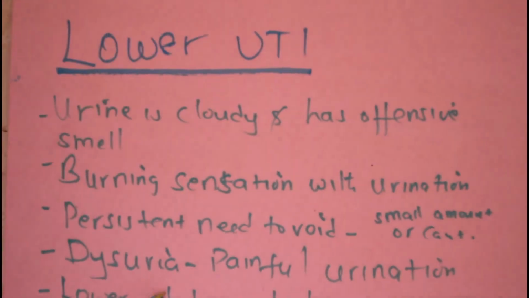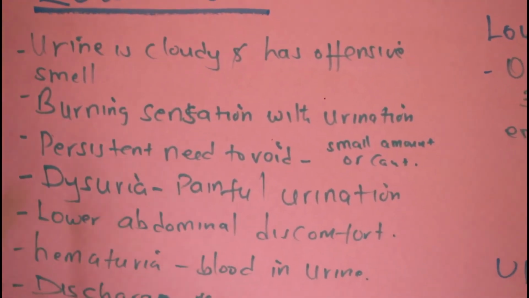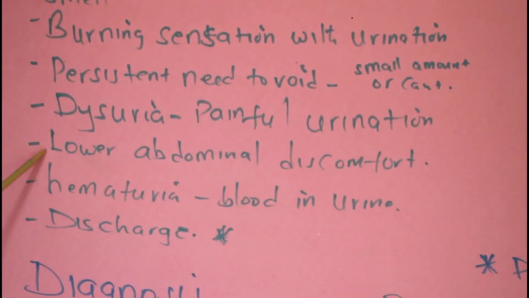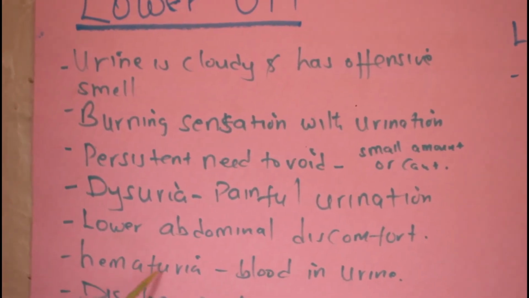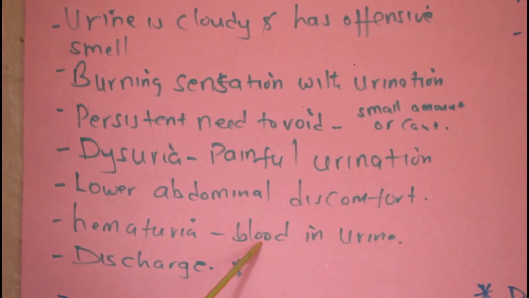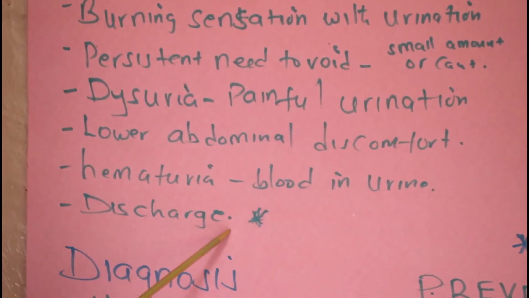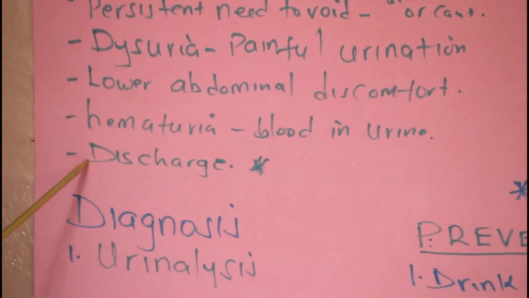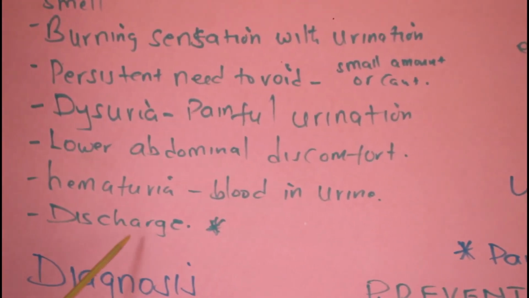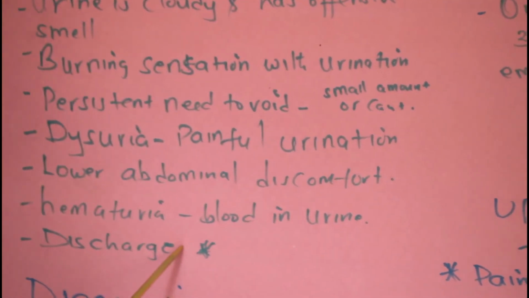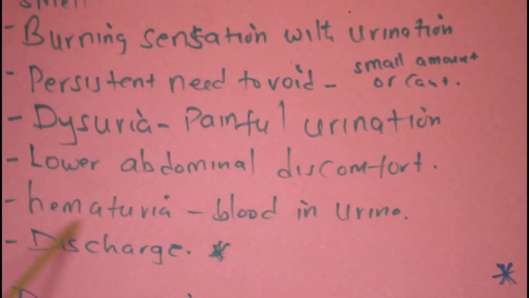And then dysuria. Dysuria is just painful urination. During urination, you will feel that pain. And then also lower abdominal discomfort. You also present with hematuria, so you can observe some blood stains in urine. And finally, discharge. When you have discharge, there are also other tests that must be done to rule out other sexually transmitted infections, because most UTI is also present with discharge.